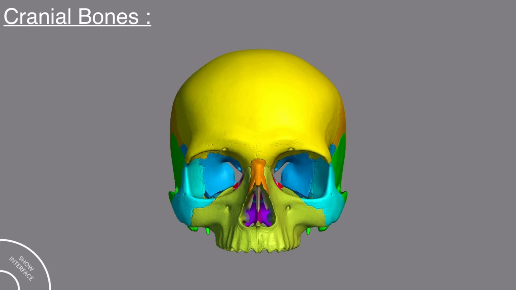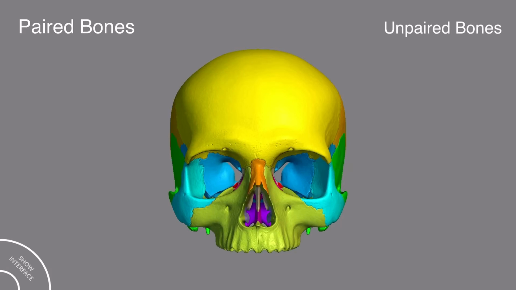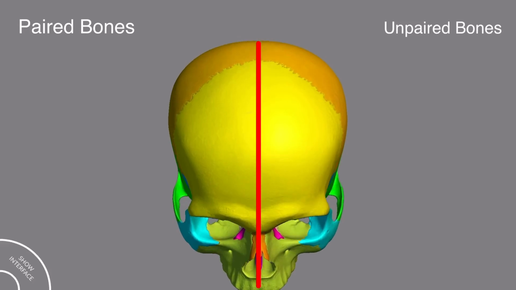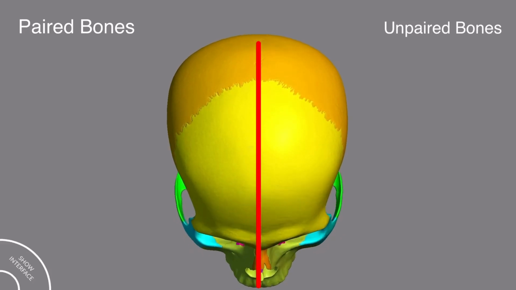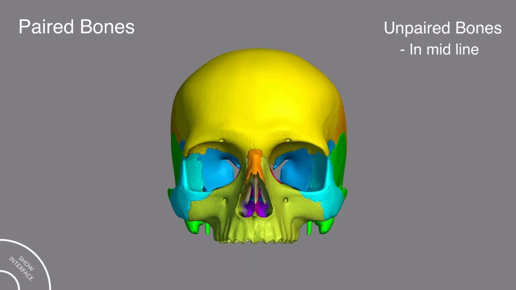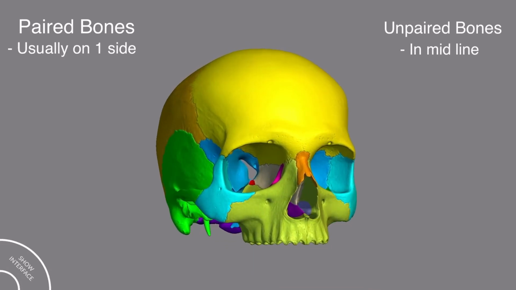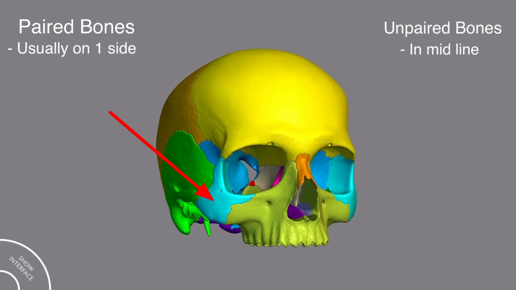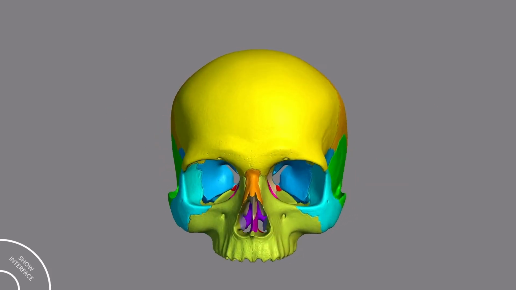For now, just understand the concept of paired and unpaired bone the way I see it. If a bone is present in the midline of the body, then it should be a single bone. And if a bone is present on one side of the body, such as for example this bone, then it should be a paired bone because human anatomy is bilateral. First, we will discuss the paired cranial bones.